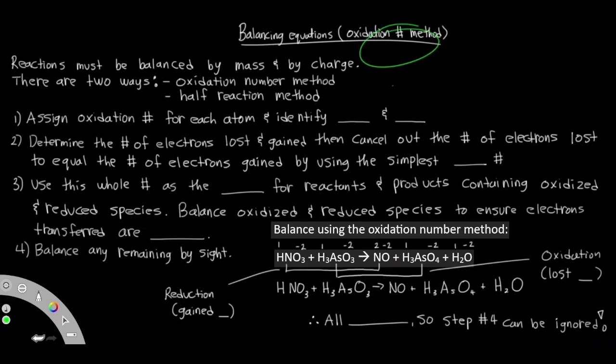Balancing equations using the oxidation number method. Reactions must be balanced by mass and by charge. There are two ways. The one I'm going to be looking at in this video is the oxidation number method, but there's also a half reaction method, which we'll be looking at in the next video.